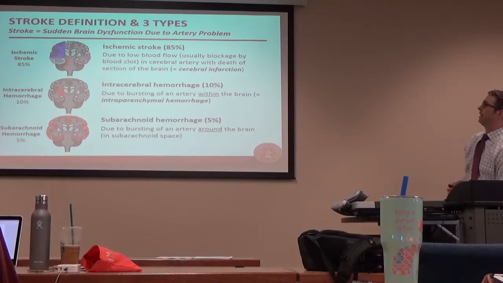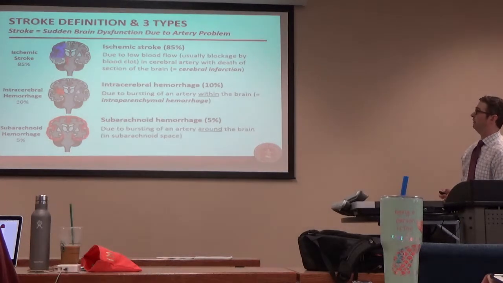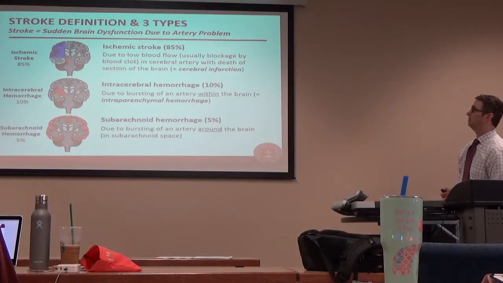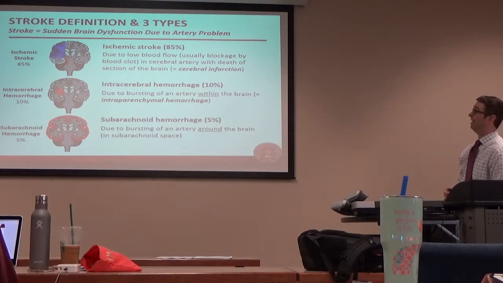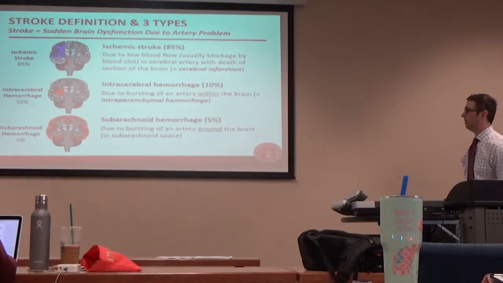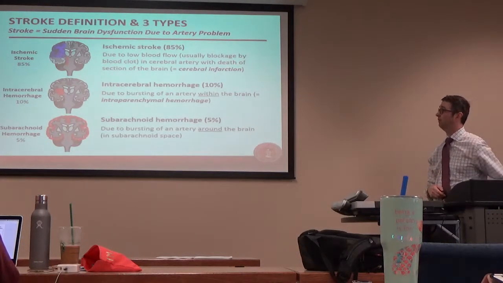All right, stroke. Three types of stroke. Ischemic stroke, 85%, ICH, 10%, subarachnoid hemorrhage, 5%. Ischemic stroke is usually due to cessation of blood flow from a thrombus in an artery, and then everything beyond the thrombus, that area of brain dies or infarcts. Intracerebral hemorrhage is due to a bursting of an artery within the brain, also called intraparenchymal hemorrhage. We use those terms interchangeably, ICH or IPH. And that, a lot of the time, is due to uncontrolled hypertension. Subarachnoid hemorrhage is a very bad condition. It's due to bursting of an artery around the brain in the subarachnoid space, only 5% of strokes.